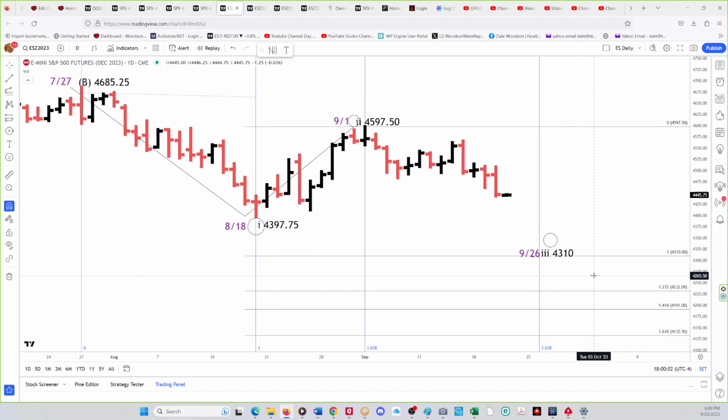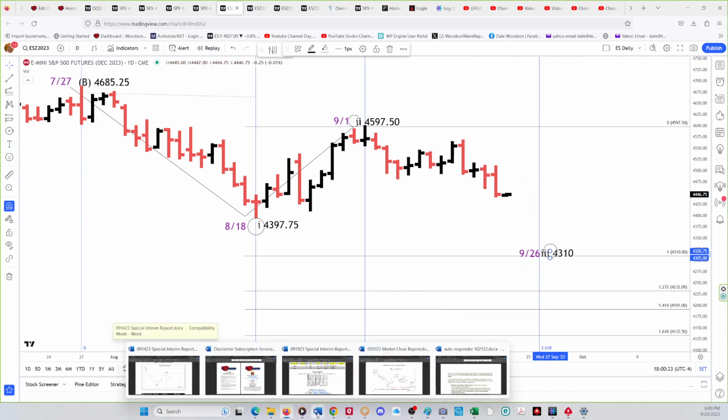I think I have this on a chart. I'll show you guys. 4310 is where wave 3 gains equality with wave 1. There is the 1.272 at 4232. The 1.414 is 4191, and the 1.618 is 4132.